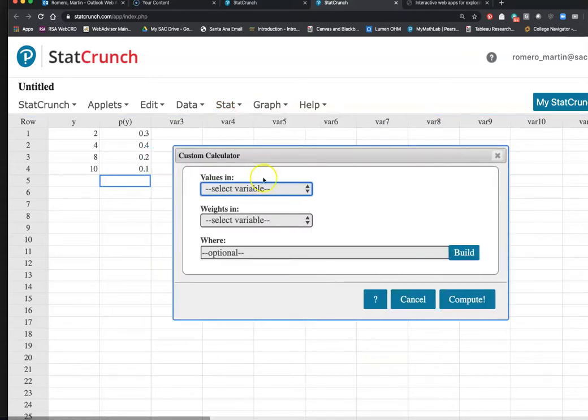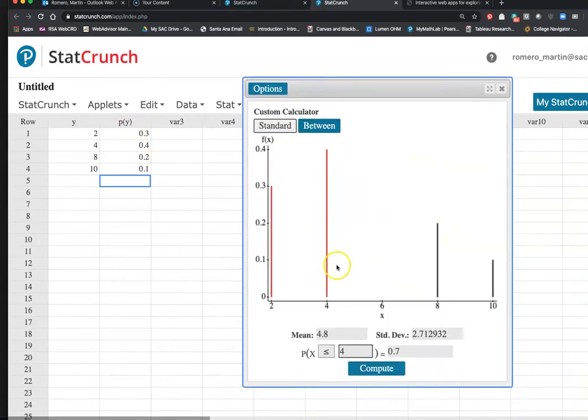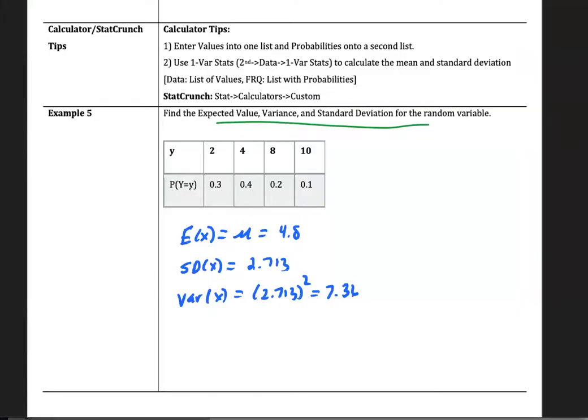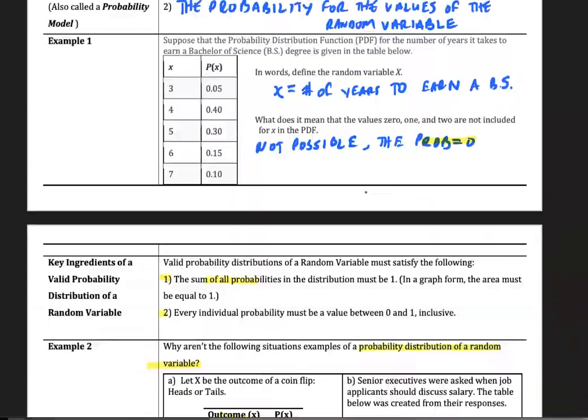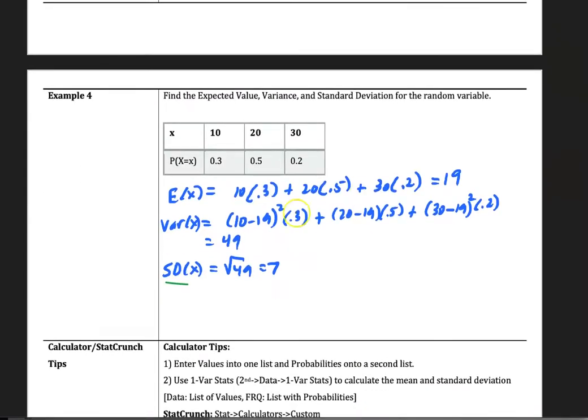The values are in the y in this case. Many times you'll see x and p of x. The weights or your probabilities are in p of y, and just compute, and that's it. And there's your mean and your standard deviation. That's that simple. That's what you do with StatCrunch. Art of Stat doesn't have the ability to do this distribution. You would have to do that by hand using a calculator. I won't ask you to do giant values like that, but you would have to do what we did on the problem previously by hand to get it.